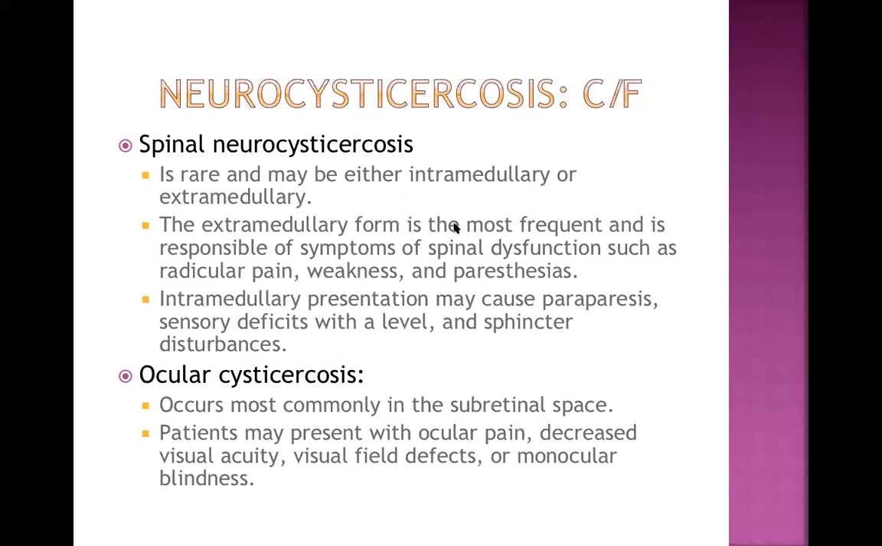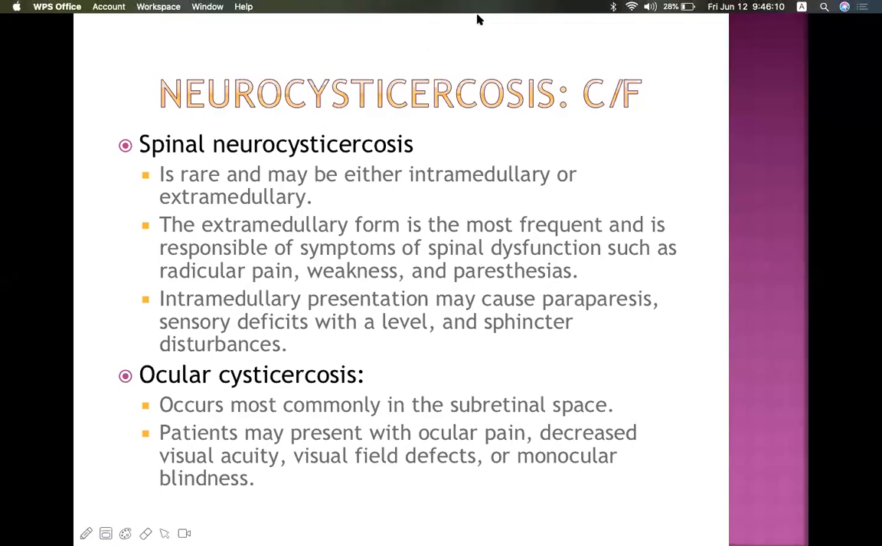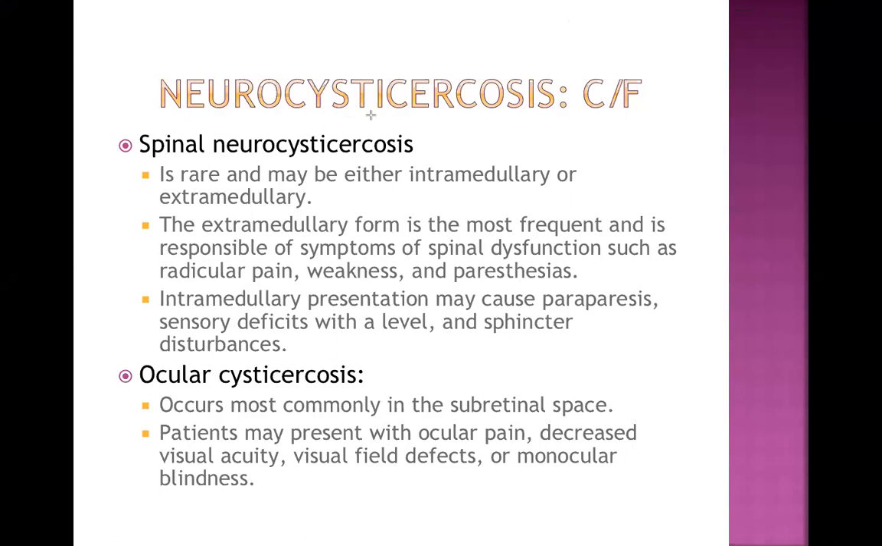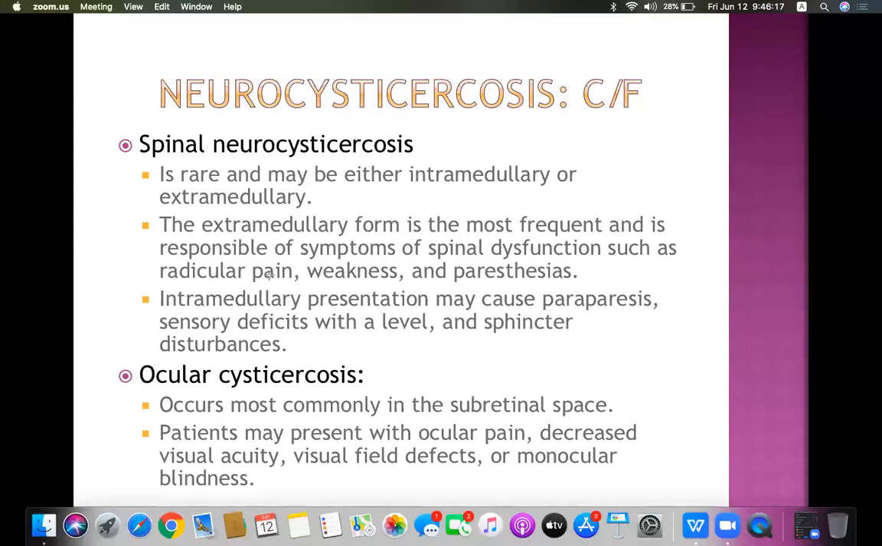What happens? Okay, see this carefully. The extramedullary form is the most frequent and is responsible for symptoms of spinal dysfunction such as radicular pain, weakness, and paresthesia. Now, if the spinal cord is compressed from outside, those spinal roots which are coming out are compressed. And that will give rise to radicular pain. This radicular pain means in one particular dermatome, there is severe pain. There is shooting-like pain, which is going distally in case of limb, okay? And going probably lateral-wise in case of body. So this is radicular pain.